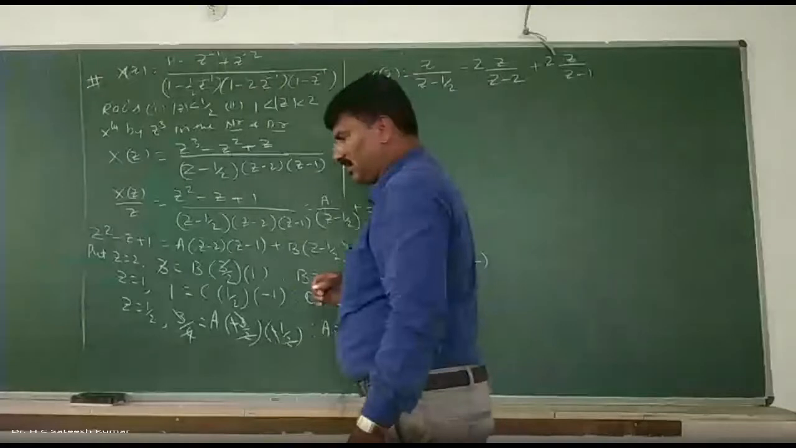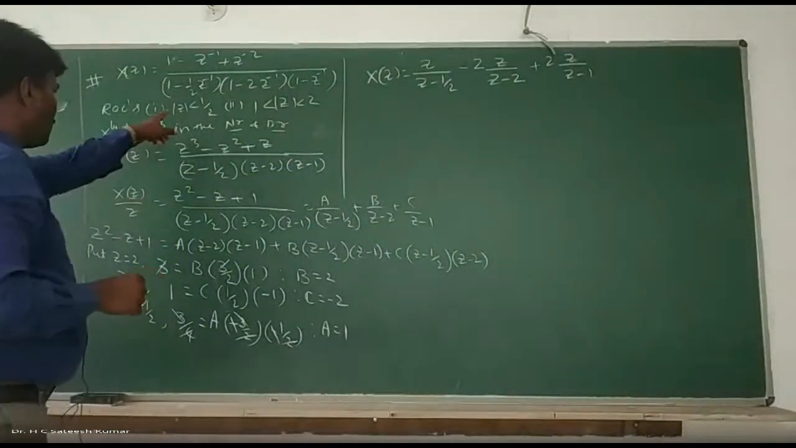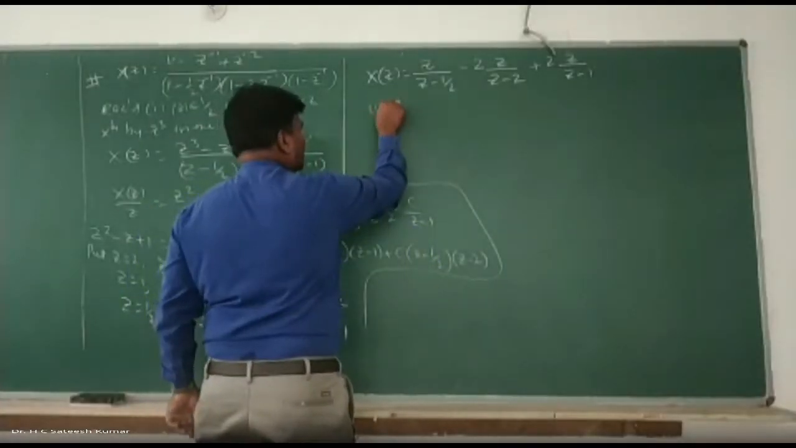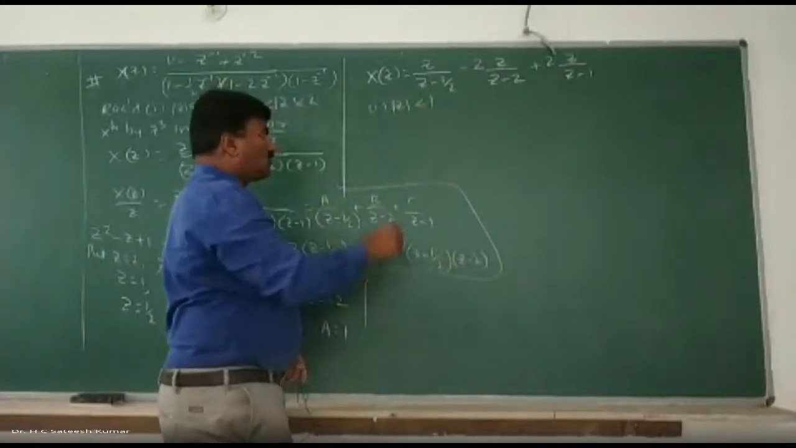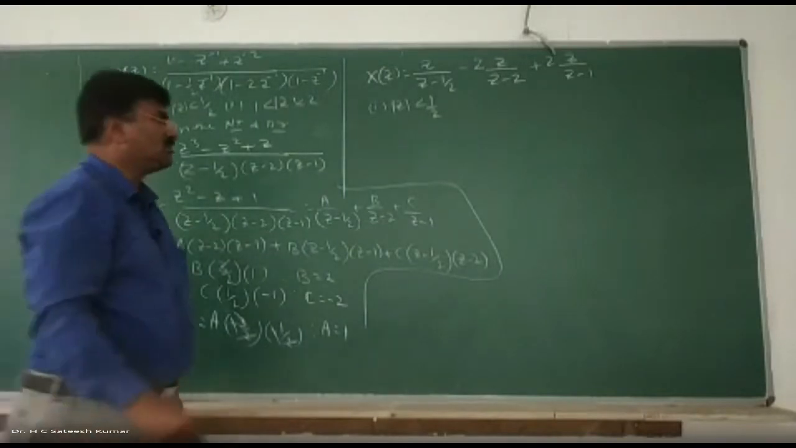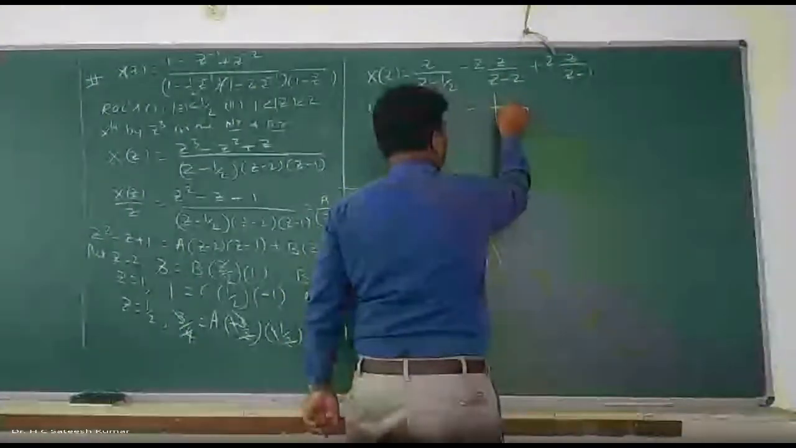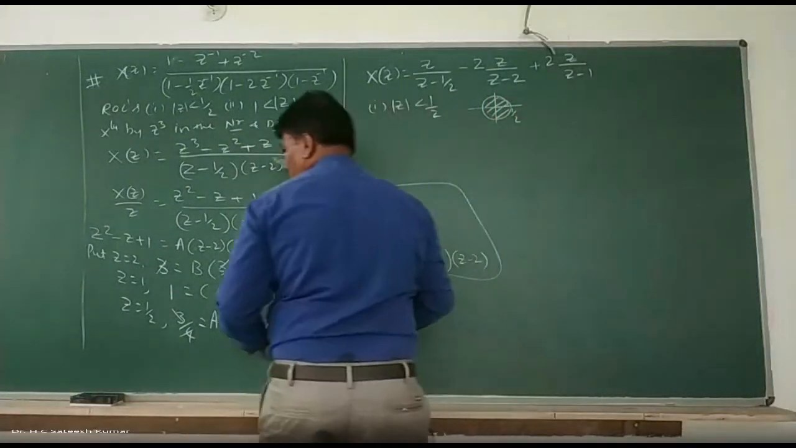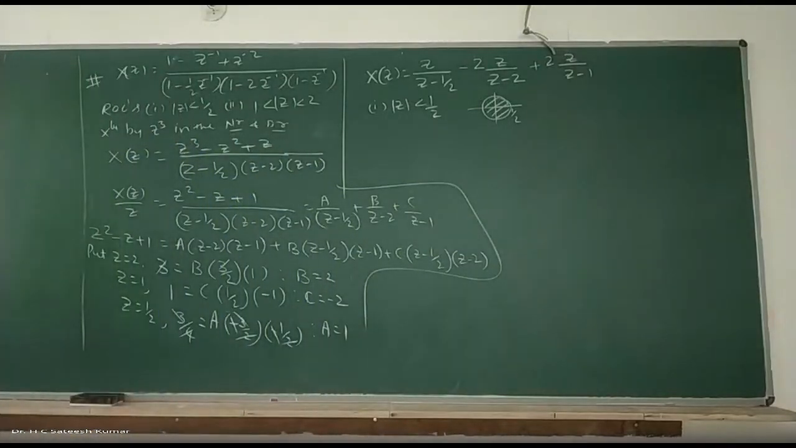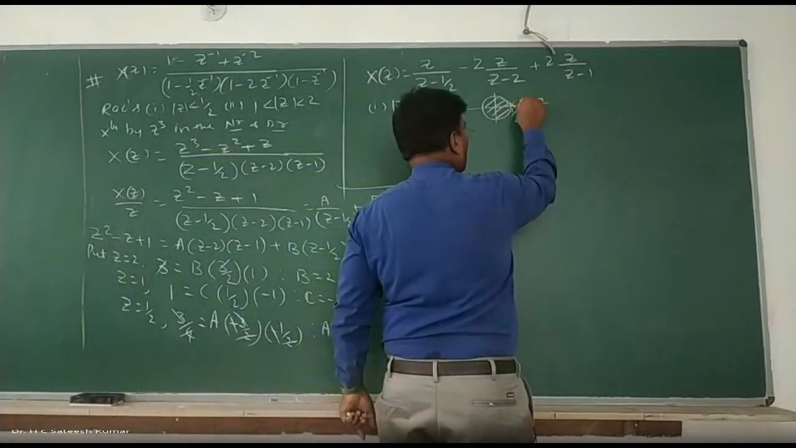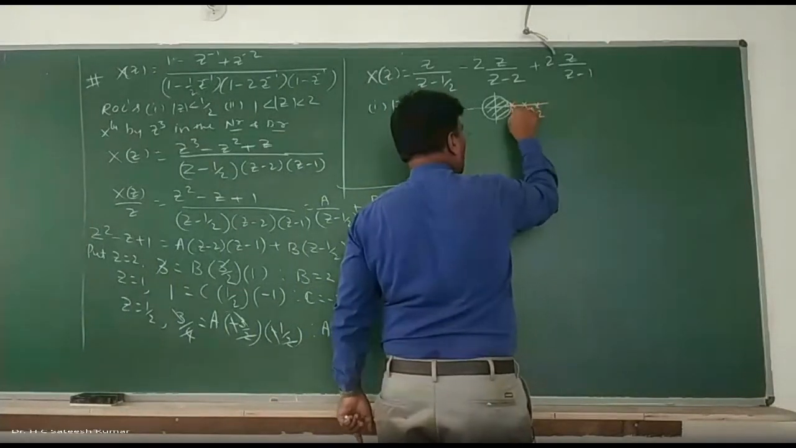Now, go for the ROC, sketching of the ROCs. So, first one is what? Mod z less than half. First case, mod z less than half. So, first what you should do? Go sketch the ROC and write the pole zero locations. Mod z less than half. Where are the poles? Poles are at 3 places, half, 1 and 2. This is one pole here, 1, another one 2.